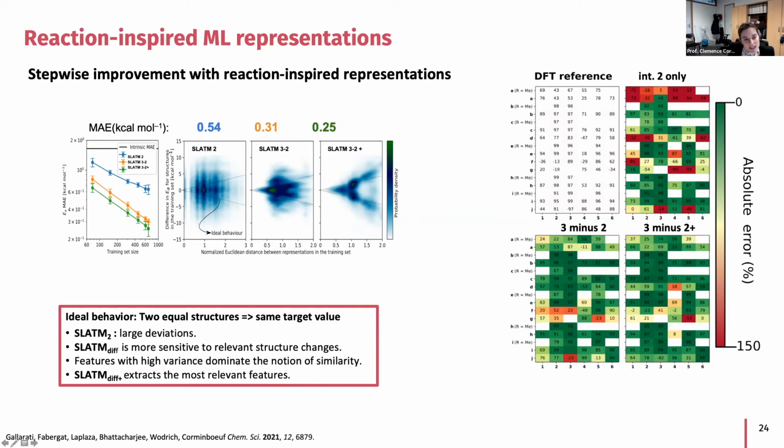So the ideal behavior of this dissimilarity plot should be this kind of cone that you see here. They represent the ideal behavior because two equal structures should lead to the same target value. And when we take only one intermediate in our representation, we see that it's really not the case. So what we can do to improve is to find a way to incorporate two structures the same way we would do in chemistry, 3 minus 2, which is a kind of reaction.